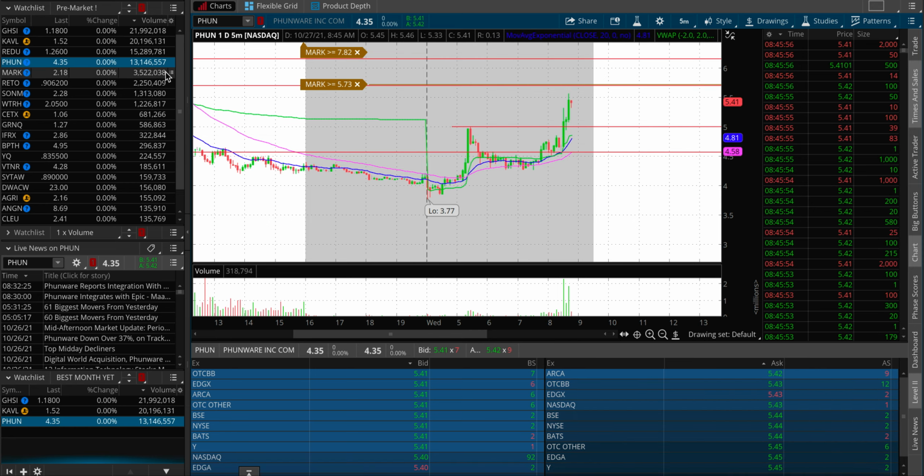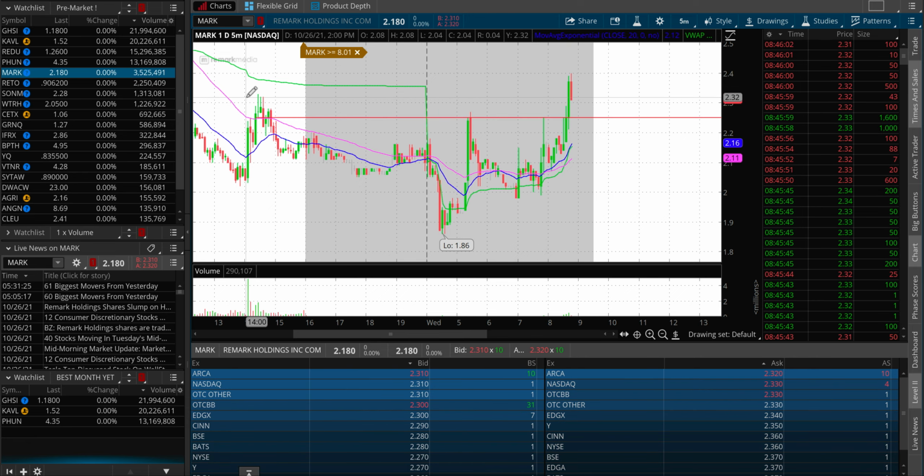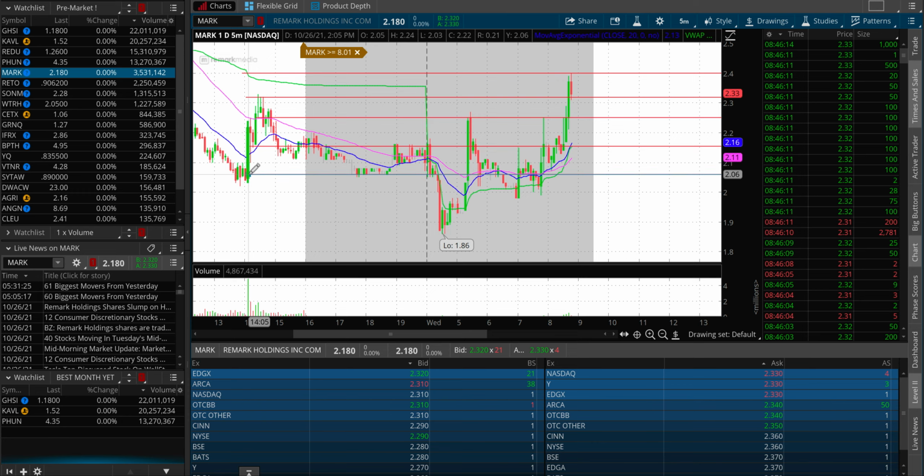VWAP. The Mark, oh my god, blast from the past. Mark was something that we traded a lot, I want to say like 2 years ago. And then it's been popping on the scanner this past week. It has some news, whatever, it's one of those things. These stocks come back from the dead every now and then.